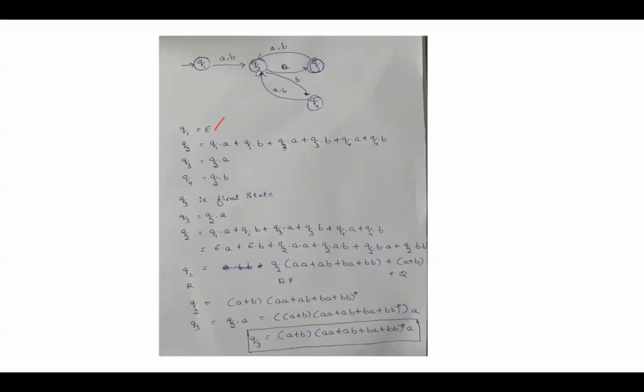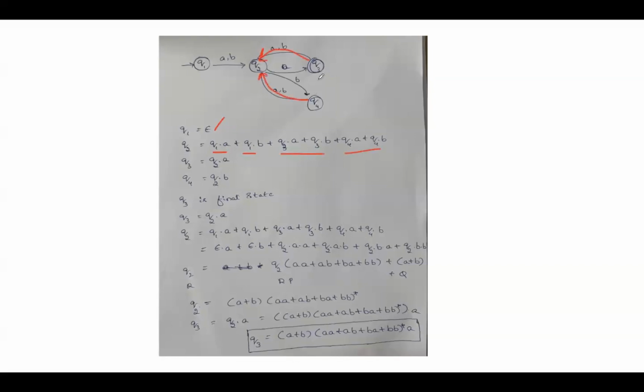Then Q2. Q2 has an incoming edge from Q1, so it should be written as Q1 dot A plus Q1 dot B. At the same time, it is getting incoming edges from Q3 as well as from Q4 on both the input symbols A and B. So we wrote it as Q3 dot A plus Q3 dot B, Q4 dot A plus Q4 dot B.